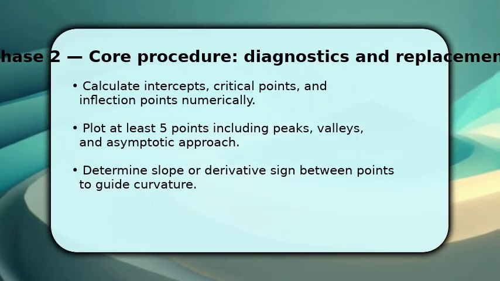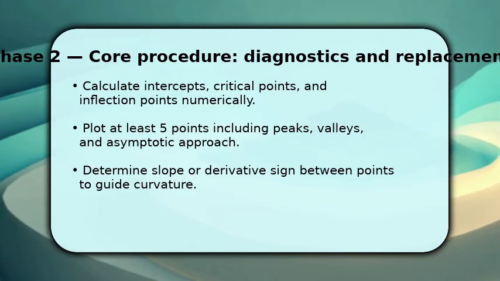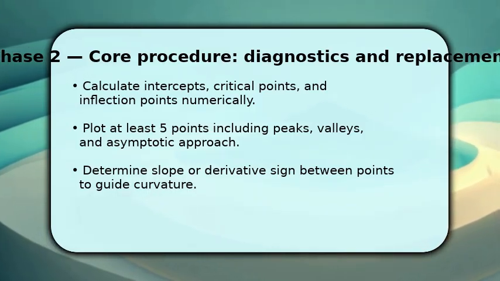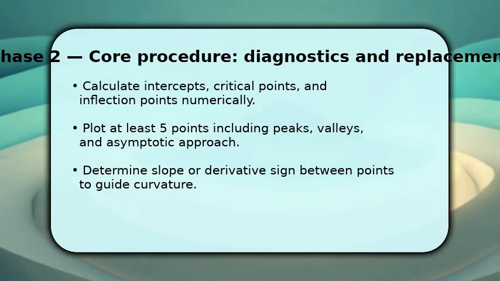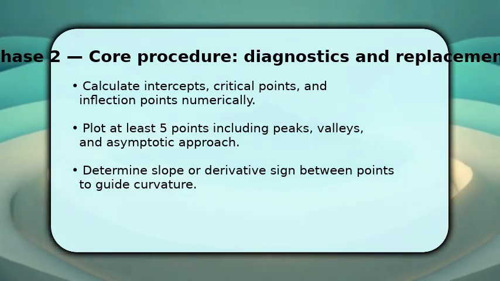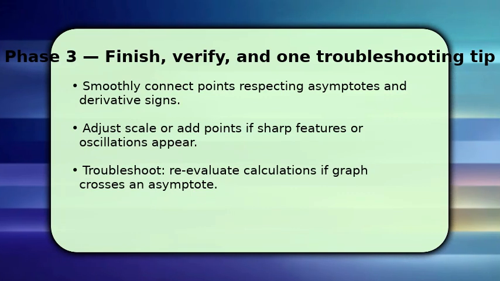Also check derivative signs or approximate slopes between plotted points to know whether the curve rises or falls. Once you have shape and slope info, lightly sketch the smooth curve that connects those points. Finish by drawing a smooth curve through the plotted points, making sure it approaches asymptotes without crossing them improperly.